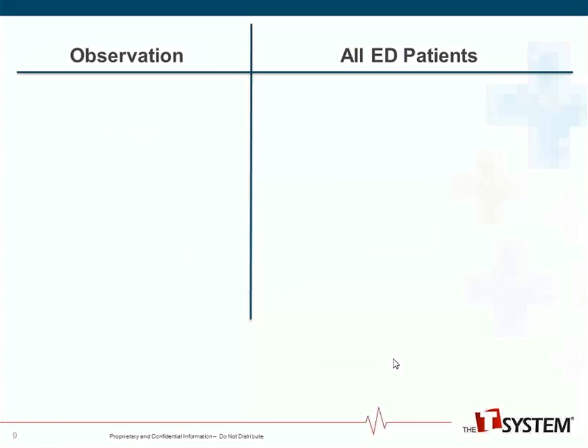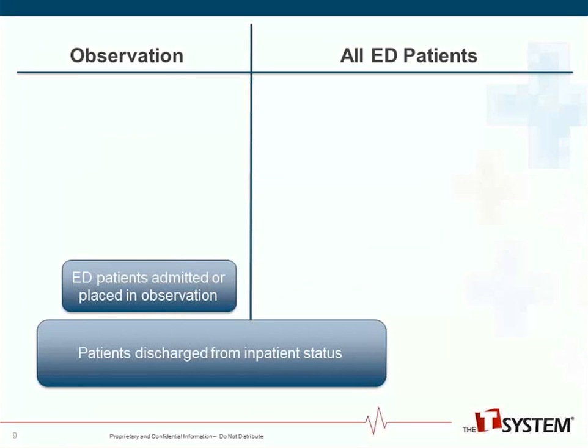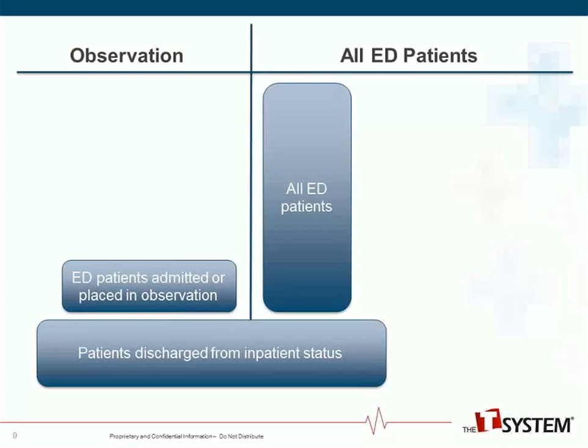So there are two, again, types of patient populations you can look at, the observation and all ED patients method. Both methods include all patients discharged from an inpatient status. The observation method also counts into the denominator, or your patient population, all ED patients that were admitted or placed in observation. Essentially, all your patients who didn't leave your facility after the ED, but stayed for some reason. The all ED patients method includes all of your emergency department patients that received any care. So essentially, all your ED patients except left without being seen.